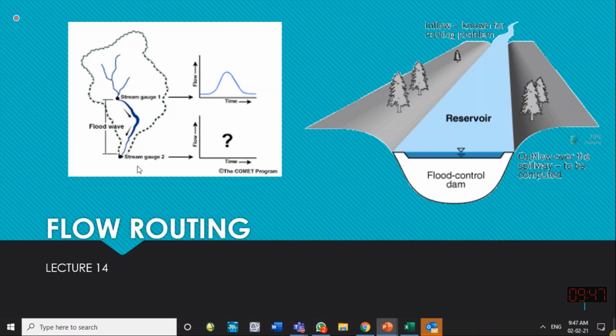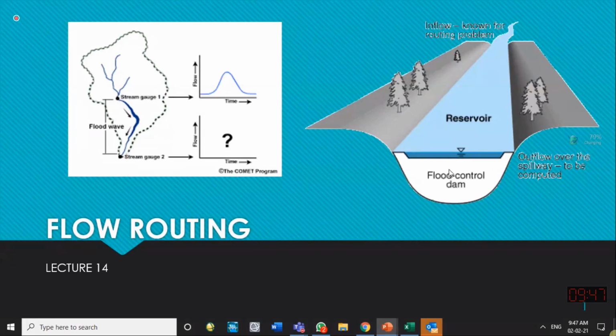So the question is, what will be the flow condition or hydrograph at some station on the downstream side? The method used to calculate the hydrograph characteristics at a certain location in a stream, knowing the hydrograph shape at another location on the upstream side, is called flow routing.